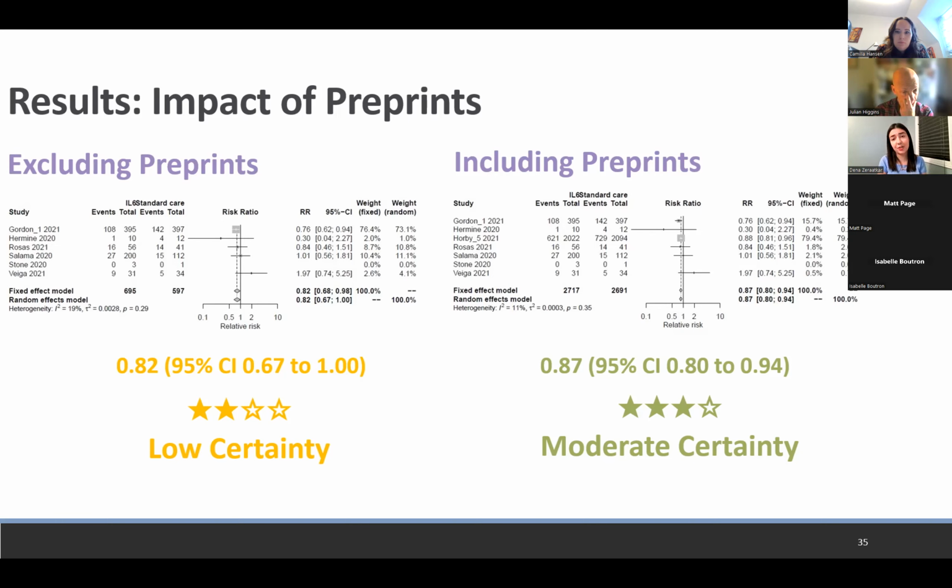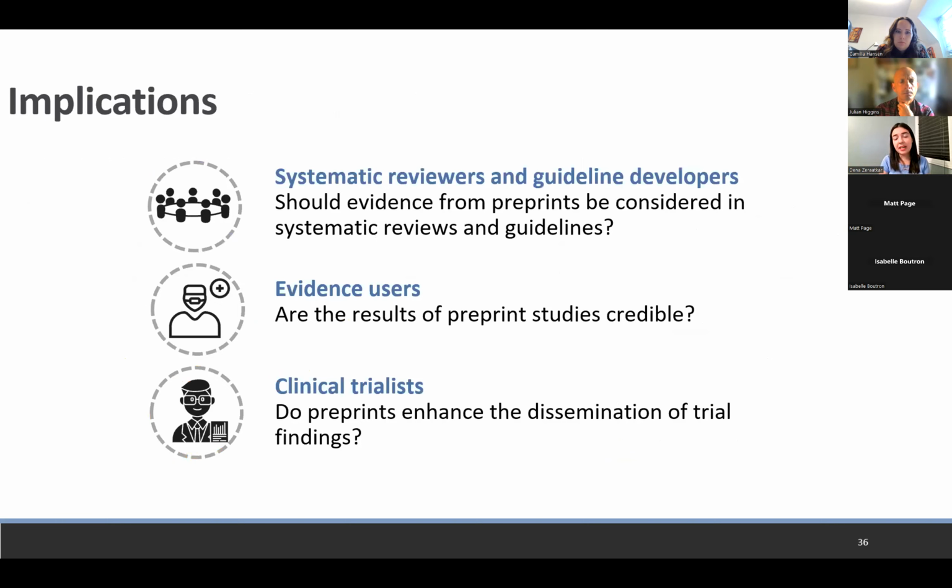In this case, considering evidence from preprints may have importantly accelerated the time to the incorporation of IL-6 receptor blockers as part of standard care, which may have been potentially life-saving for some patients. So findings from this study have implications for systematic reviewers and guideline developers deciding whether to consider evidence from preprints in systematic reviews, for evidence users who are generally concerned about the credibility of preprint reports, and for trialists who are interested in identifying venues for the dissemination of their findings.